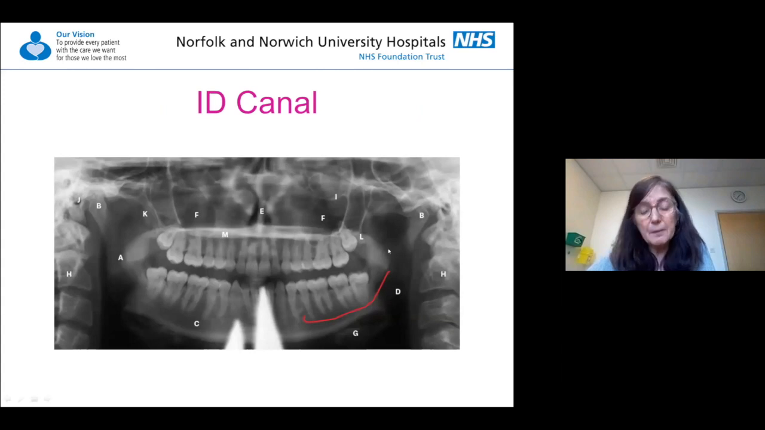So the other thing we can see is the inferior dental canal. As you can remember from anatomy, the canal enters the mandible, or starts, at the lingula on the inner aspect of the ascending ramus of the mandible. The canal and inferior dental nerve and vessels run through the mandible and exit at the mental foramen, where they supply sensation to the lower lip and chin point.